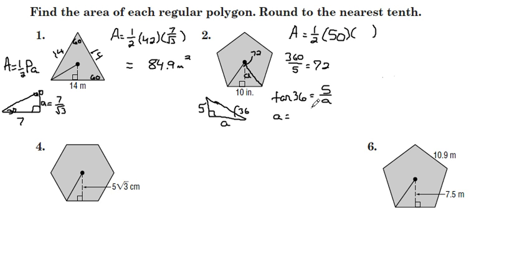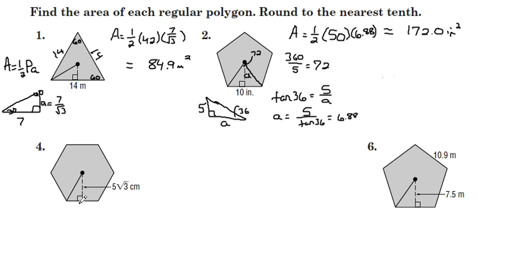A then can be found by taking 5 divided by tangent of 36. And that comes out to 6.88. We'll round to the hundredths place in this case. Give us a good approximation. There's our apothem, 6.88. In the calculator, half of 50 times 6.88 yields 172.0 square inches. That's the area of our pentagon.